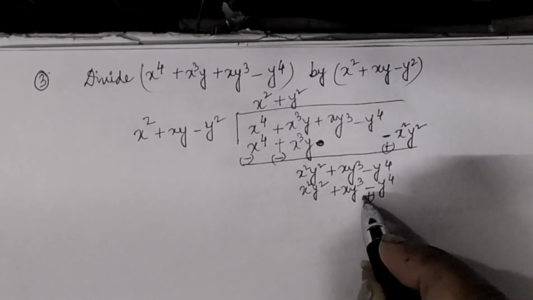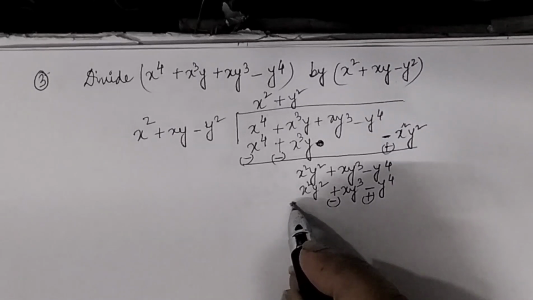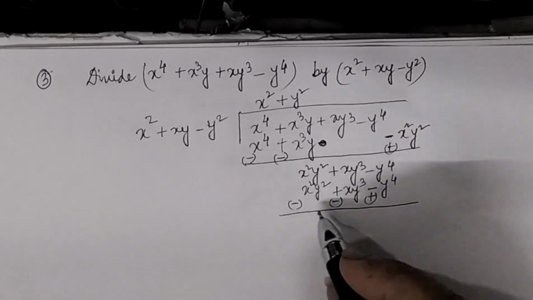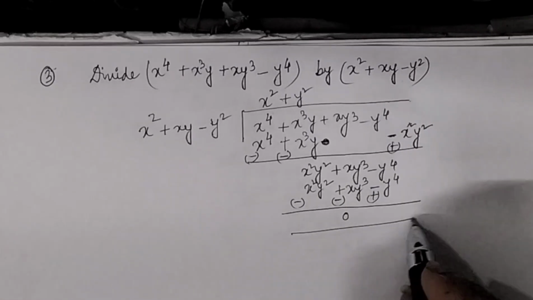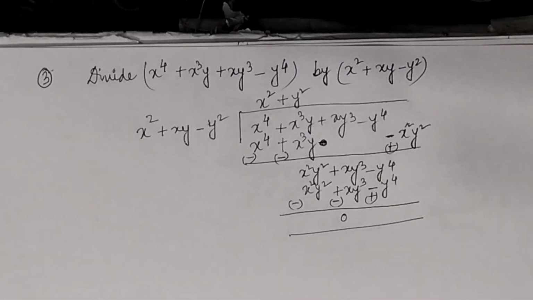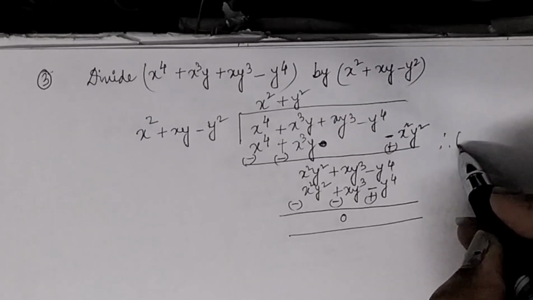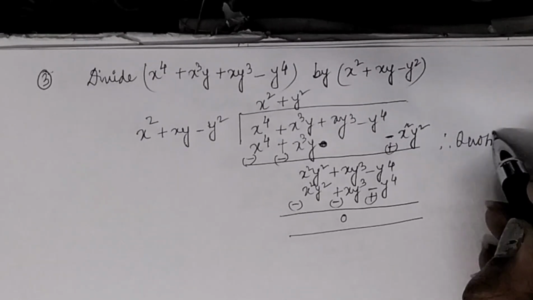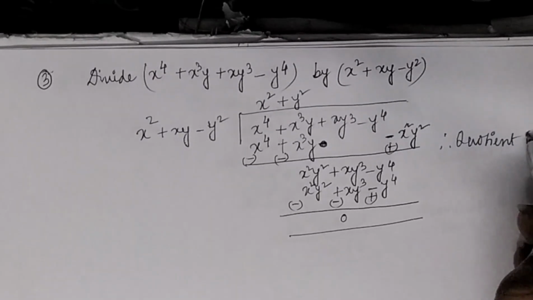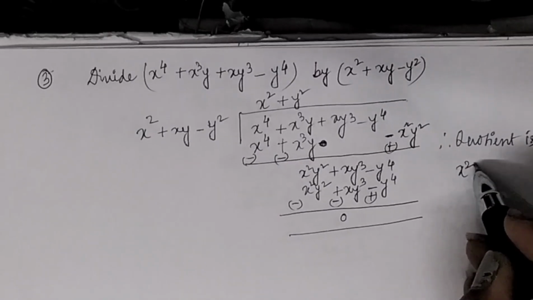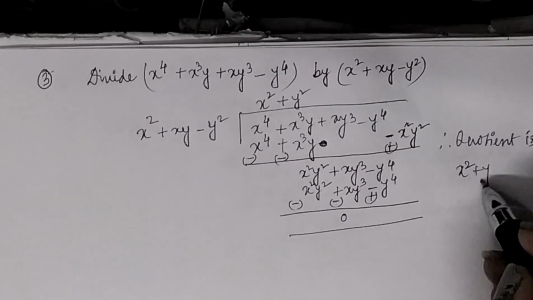So now let's change the sign of all the terms of the second row, and hence we will find that all the terms are balancing each other, and so the remainder is found, which is 0, and the quotient is x square plus y square. So here we get the quotient is x square plus y square.